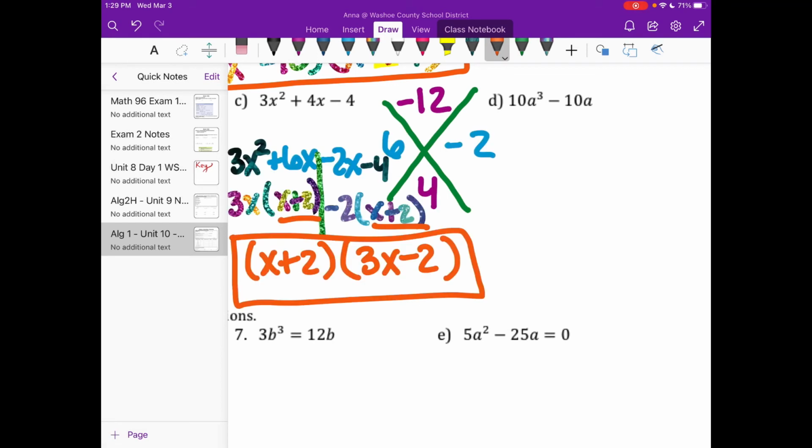Here's all my work on C. I made my X a little big. I realized that. I'm sorry. I'll do better next time. So I got 6 and negative 2 for my factors, and then I had to plug back into the middle to factor by grouping, and then you should have gotten x plus 2 times 3x minus 2, or if they're in a different order, that is totally okay as well.